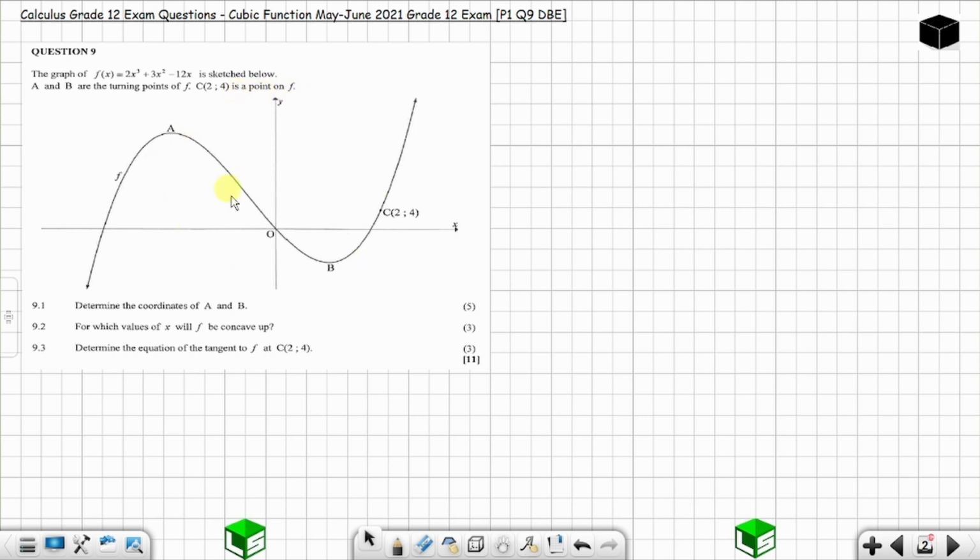Okay, this is the graph, a cubic function. 9.1, determine the coordinates of A and B. This question is 5 marks. Okay, let's get started with 9.1.